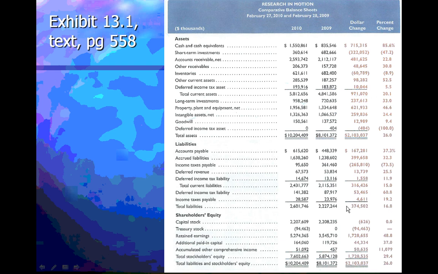That means equity must have gone up. Look at the total equity down here. Second row from the bottom. It went from 5.87 billion to 7.60 billion. That's a difference of 1.73 billion.